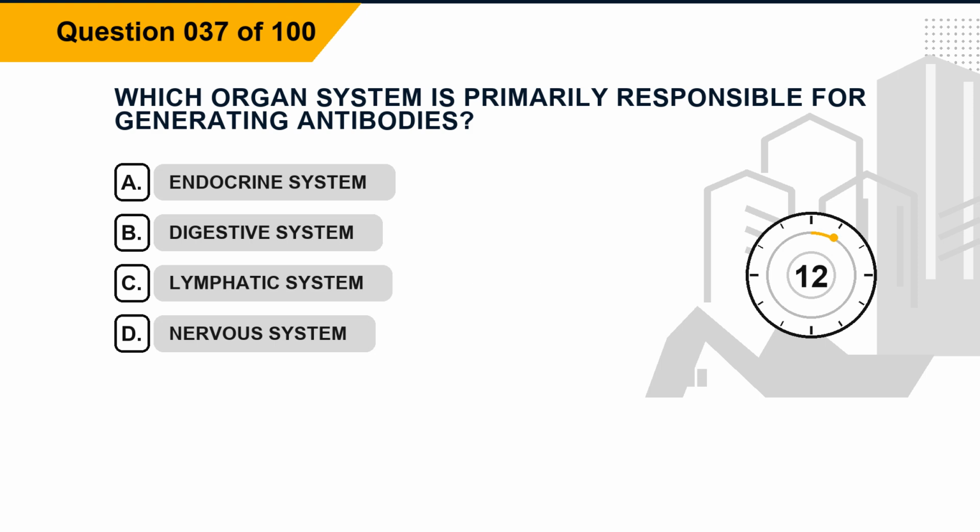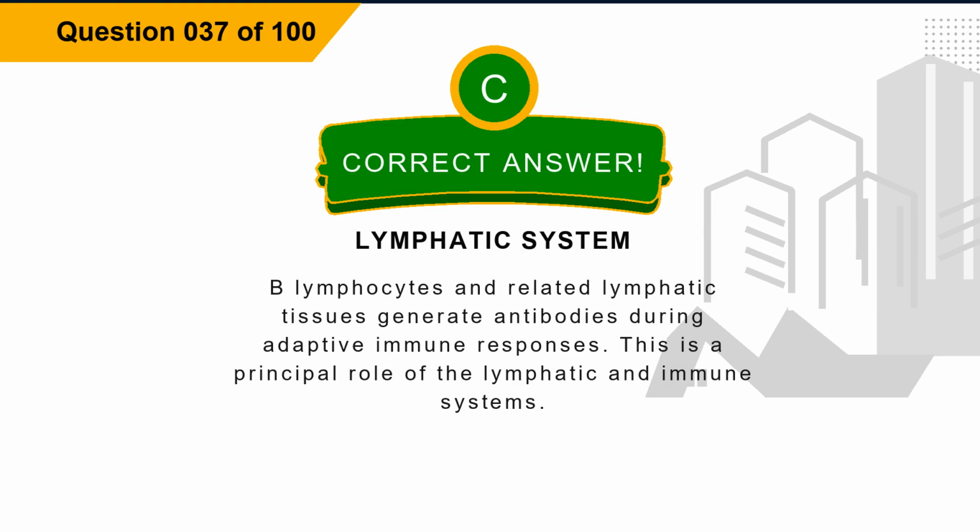Question 37. Which organ system is primarily responsible for generating antibodies? Option A, endocrine system. Option B, digestive system. Option C, lymphatic system. Option D, nervous system. The correct answer is option C, lymphatic system.